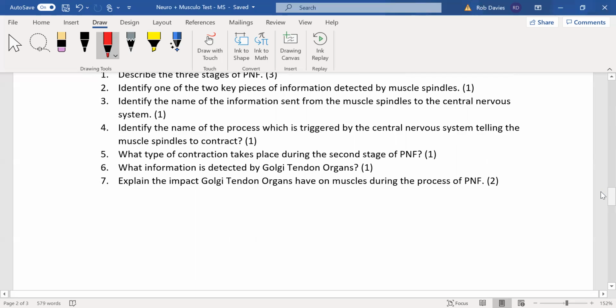So just to be clear, it's an inhibitory signal sent to the brain that overrides the signals from the muscle spindles. The muscle will then relax.